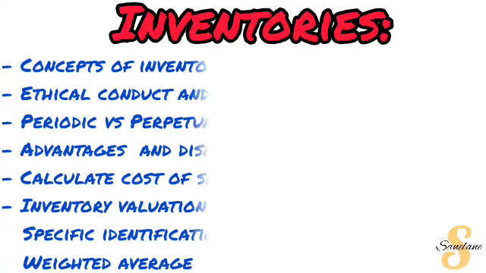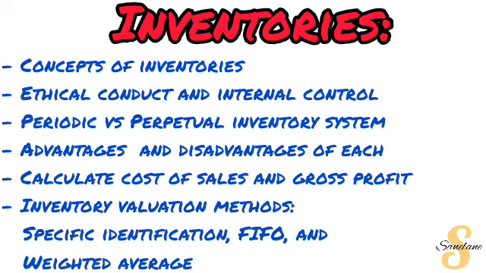The last topic in your paper 2 is inventories. With inventories, once again, you're going to start with the inventories concepts, defining them, and then you're also going to look at the ethical conduct and the internal control. You see that this keeps repeating because it's the theory of all of these topics, and a lot of the times that's where most students lose marks because they don't study the theory. Study your theory so that you can answer it and not lose marks on it.